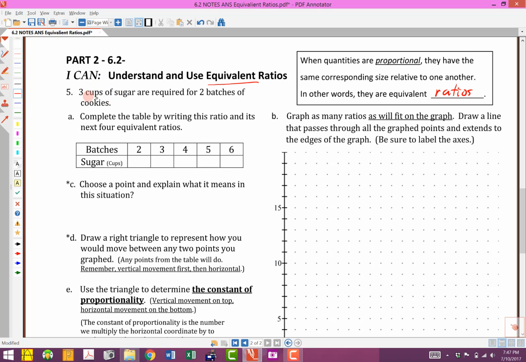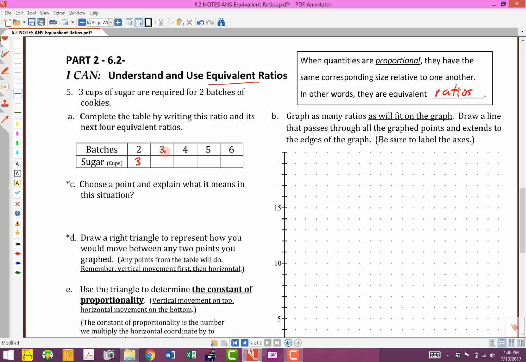Even though the sugar came first in the problem and the number of batches came second, when we set up a problem like this, we kind of want to figure out, well, you wouldn't figure out how much sugar you need and then figure out how many batches you're going to do. Normally we'd say, okay, we want to make this many batches. How many cups of sugar is that going to require? So let's go ahead and write down the 3 cups that are required for the 2 batches.